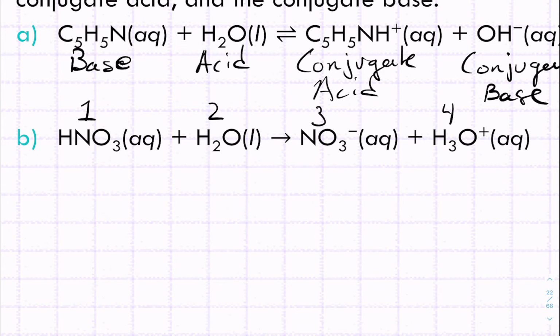So which one is the acid? It's the one that donates a proton. So it'll have one fewer proton on the other side. Yeah, one. So HNO3. Because here we have one more proton than we do on the opposite side. So this is our acid.